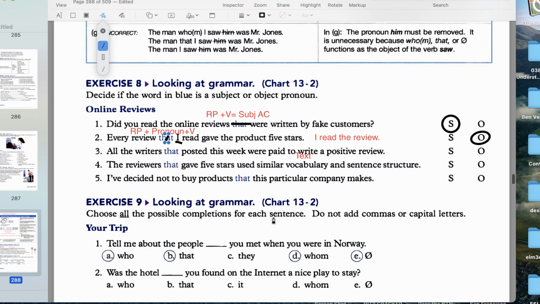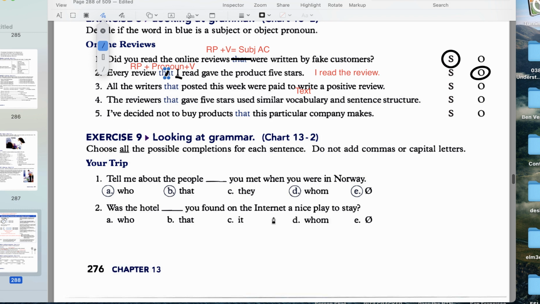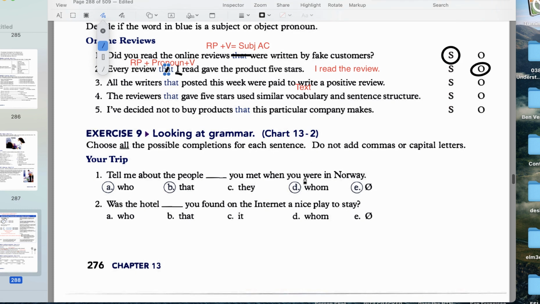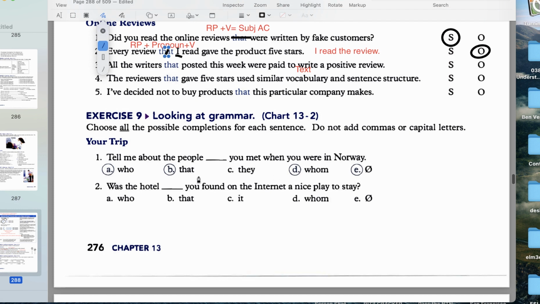Okay, let's drop down to here and let's see if you can do this exercise. It says, choose all the possible completions for each sentence. Do not add commas or capital letters, okay? They did the first one for you. Tell me about the people. So I know it's people, so I know I can use "whom" or "that" for people, and I can delete it. And I can use "whom," but let's first find out why.